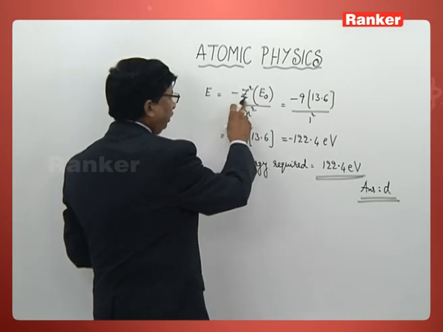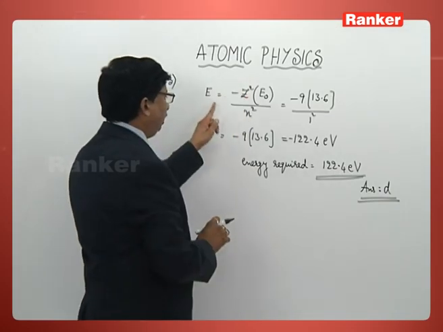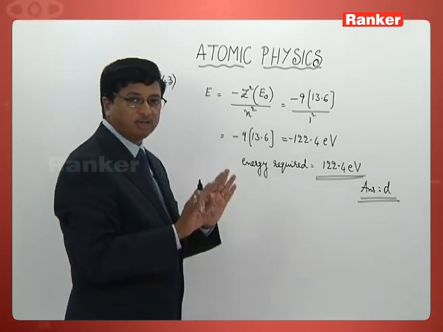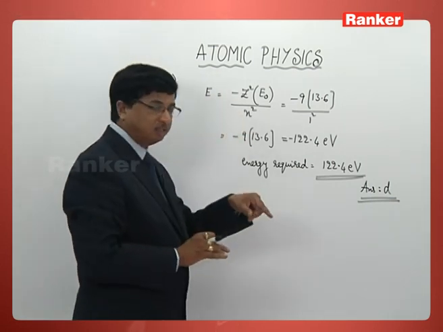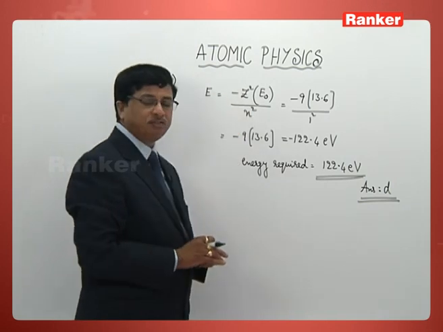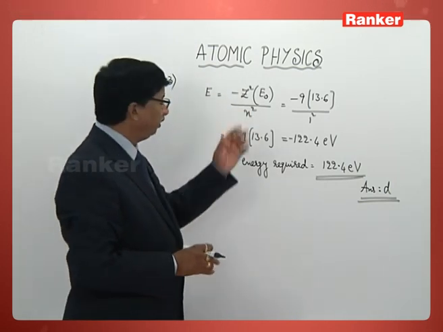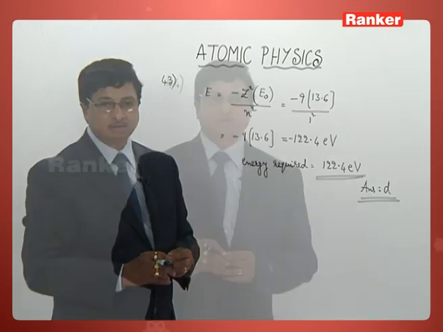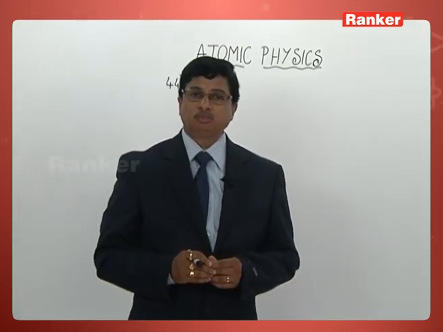If Z is taken constant, energy is inversely proportional to n square. If Z is to be considered, better remember minus Z square E naught by n square. That is the concept. Look at the next number, that is problem 44.